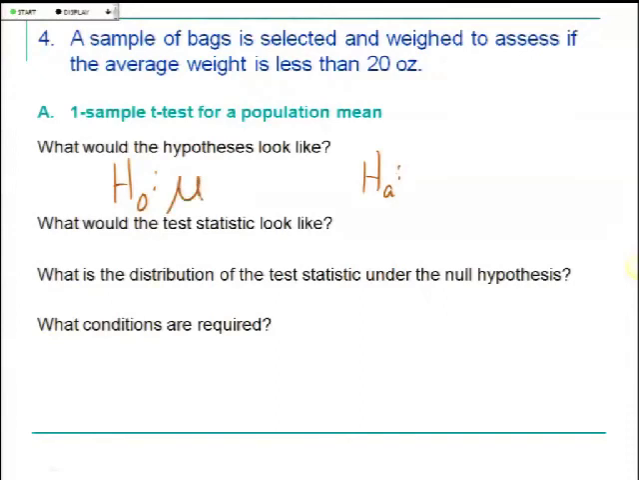Let mu be the population mean weight for all such bags produced. Is that true mean weight equal to 20 ounces as it should? What's their concern? What is the theory they want to keep checking their bags that they sample against? Less than. Making sure that they're not underfilling.